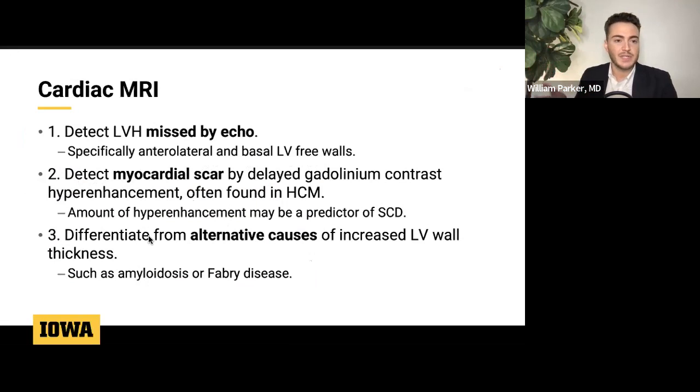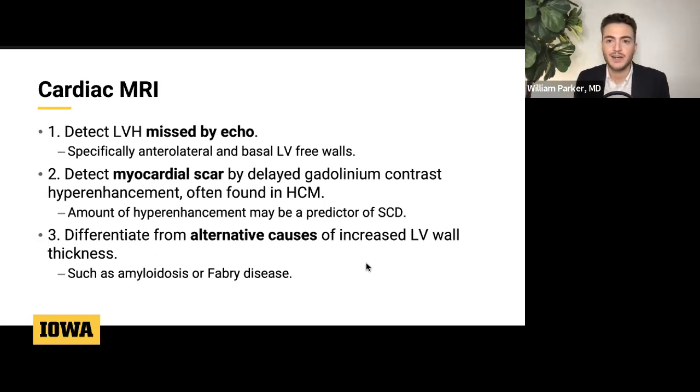It can also be used to detect myocardial scar by delayed gadolinium contrast enhancement, which is actually a finding very common in hypertrophic cardiomyopathy, and is a little bit under research now, a little unclear how this would actually guide us, but the amount of hyperenhancement you see may be a predictor of sudden cardiac death in hypertrophic cardiomyopathy patients. And then also it can differentiate alternative causes.